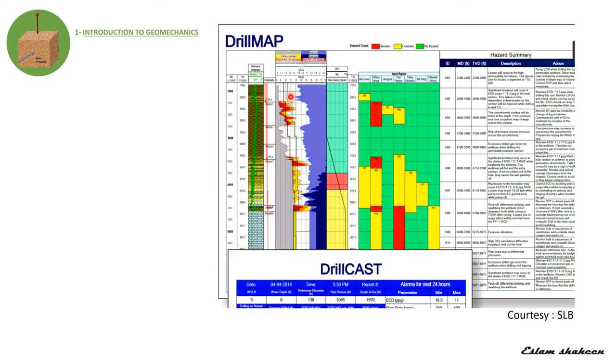This is the risk found in the offset wells, and this risk has been analyzed and characterized into severe risks, concern, and no hazards. Okay, so as we go to the area from 2700, we have a severe risk.